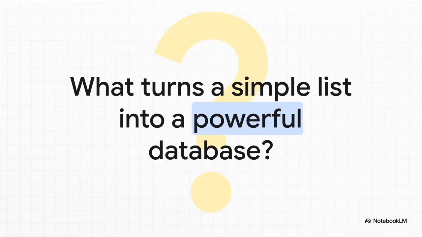Okay, so we've all seen something like this, right? A basic spreadsheet, a list of students. It's organized, sure, but it's not exactly powerful. So what's the secret sauce? What's the magic ingredient that transforms a simple list like this into a rock-solid powerhouse database that can handle millions of people without even breaking a sweat? That's the big question we're here to answer.